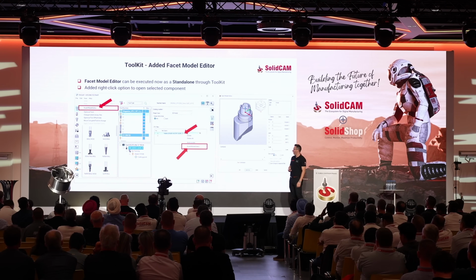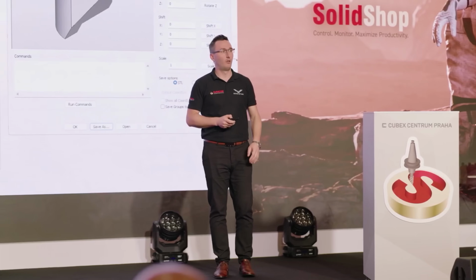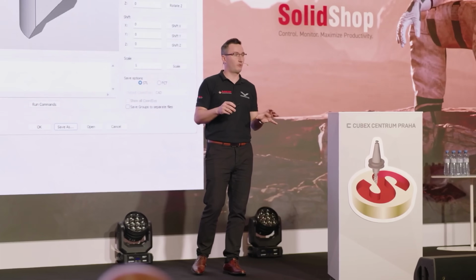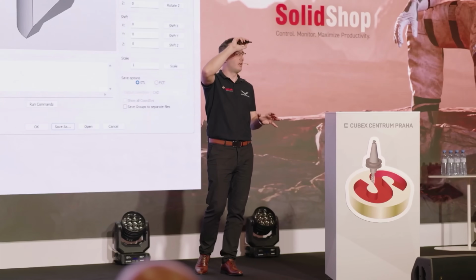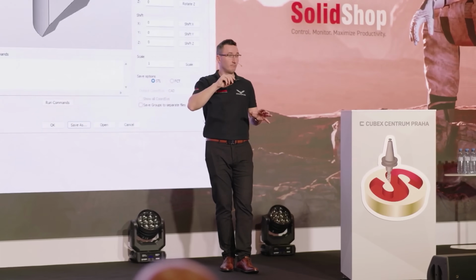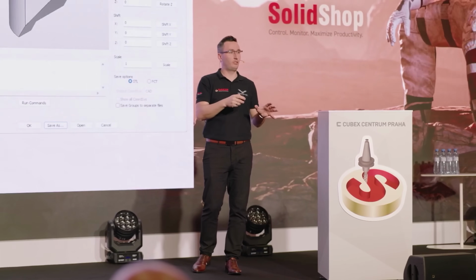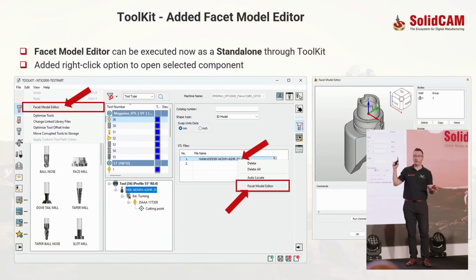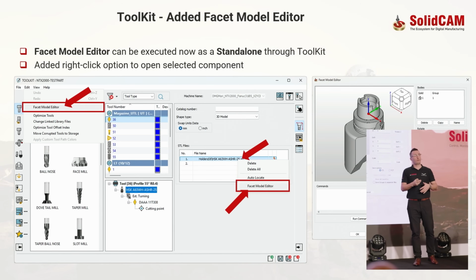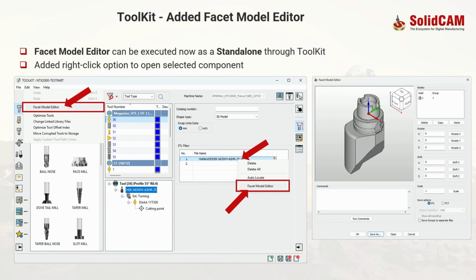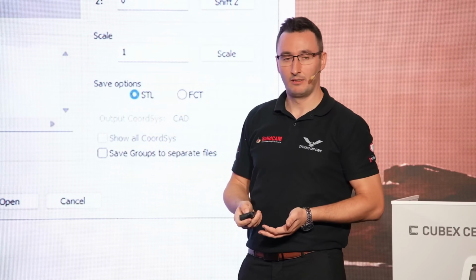Nice one, Facet Model Editor. All of you know that Facet Model Editor is a very nice feature, but it was always located in the right-click menu of the CAM part. Now, we also give you the opportunity to use this feature, opening it from the toolkit. What this means is it also allows you to just open the toolkit, like an offline application, and load the Facet Model Editor there and modify any of this data.